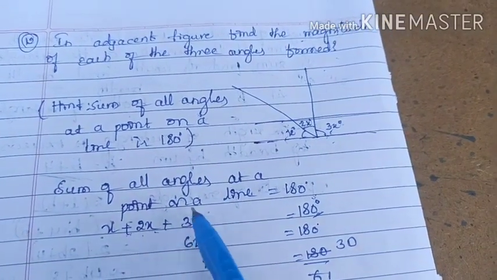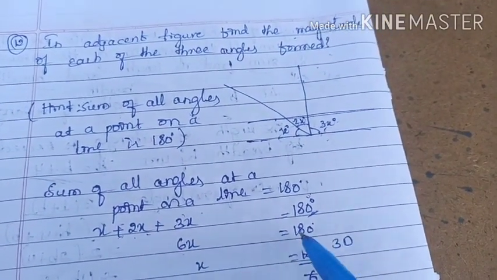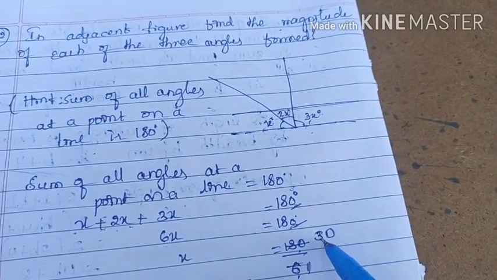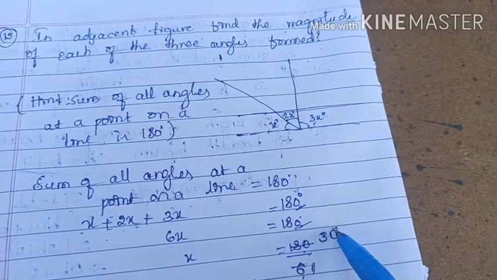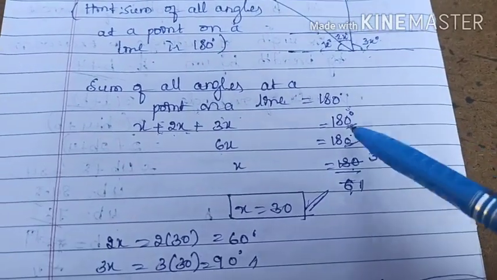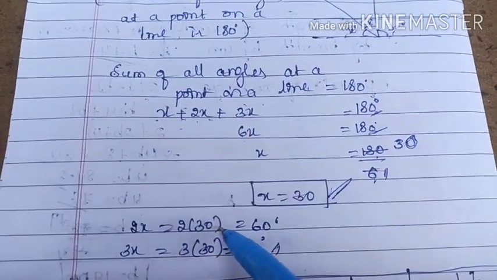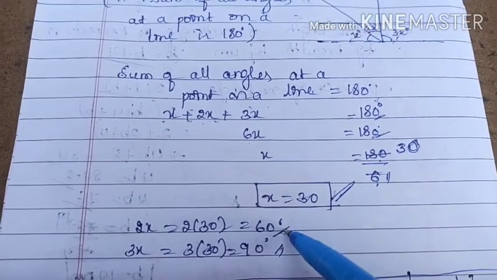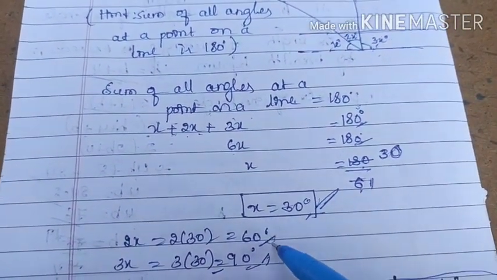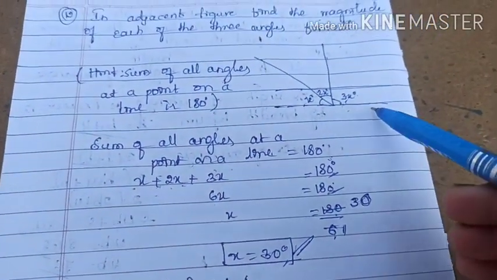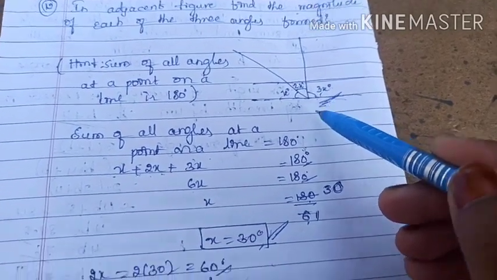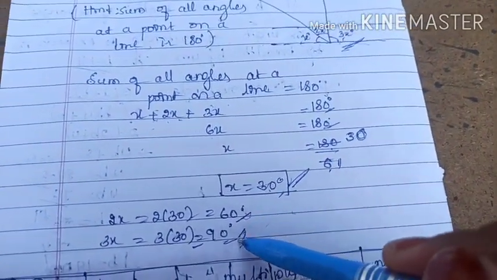x plus 2x is 3x, 3x plus 3x is 6x, which is equal to 180. x is equal to 180 by 6. 6 ones are 6, 6 threes are 18, 6 zeros are 0. Therefore x is equal to 30, and 2 times x is nothing but 2 of 30. 2 times 30 is 60, and 3 times 30 is nothing but 90. Therefore the angles are 30 degrees, 60 degrees and 90 degrees. These are the angles in the adjacent figure. What is mentioned in the figure: the angles are 30 degrees, 60 degrees and 90 degrees.